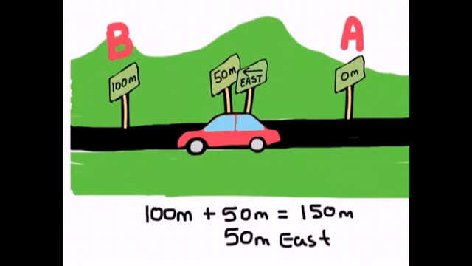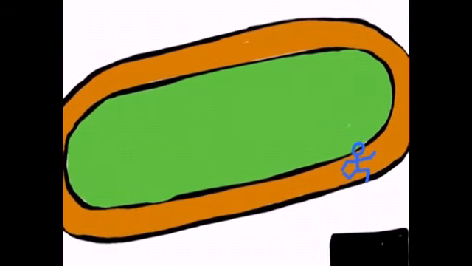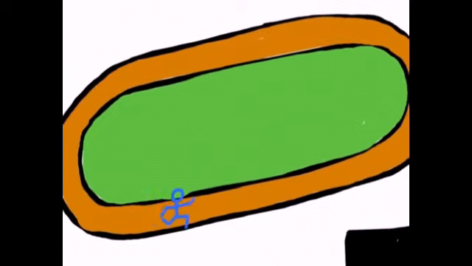Now we have another example here. A man is running in a 400 meter race. It is one round around the track. Now what will be the displacement? Here the displacement is 0 because the starting point and ending point are the same.